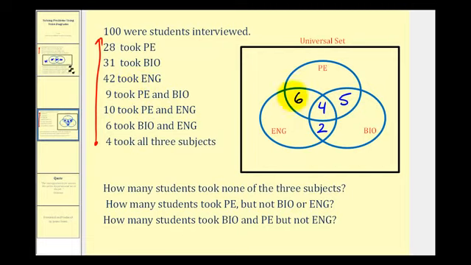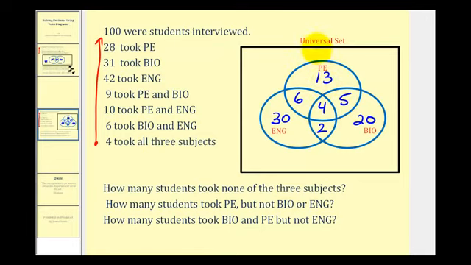42 took English, so the number of students in this entire region here must be 42. Again, notice that 12 have already been accounted for, leaving 30 that take only English. And then 31 took biology. Well, again, notice that this region here is biology. 5 plus 4 plus 2, or 11 students are already accounted for, leaving 20 in this region here. And then we have 28 took PE. Notice that 15 are already accounted for that take PE, leaving 13 in this region here. And these 13 only take PE.